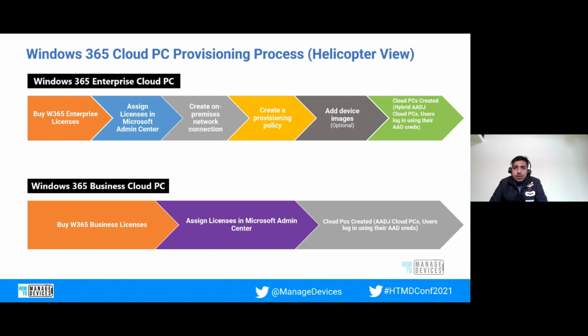Windows 365 Enterprise is basically a 5 to 6 step process to provision a device. When it comes to the Business Edition, it is quite simple, and we can follow a 3 step process to create a Windows 365 Business Cloud PC. That is extremely simple. First, we need to buy a license. There is no prerequisite required. Once we assign that license to the business user, you can directly reach the device and enjoy the experience of the Cloud PC.